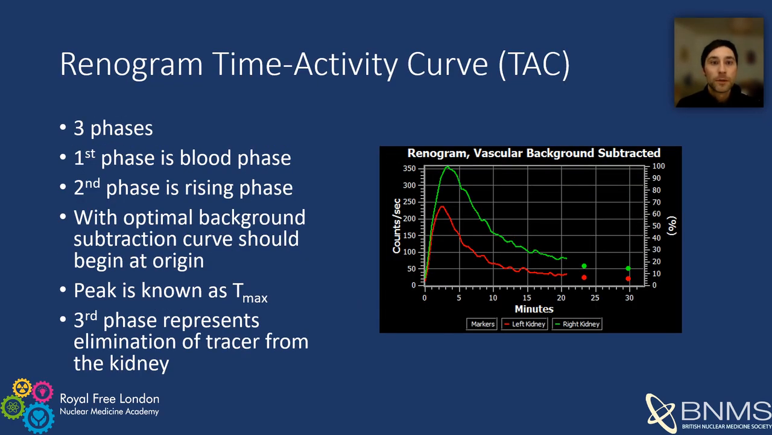Let's look at the Renogram curves. There are three phases. The first phase is the blood phase. It's barely visible in this graph as it has been background subtracted. The second phase initially is a steep upward rise representing the speed of the bolus injection and the delivery to the kidneys via the renal vascular supply.